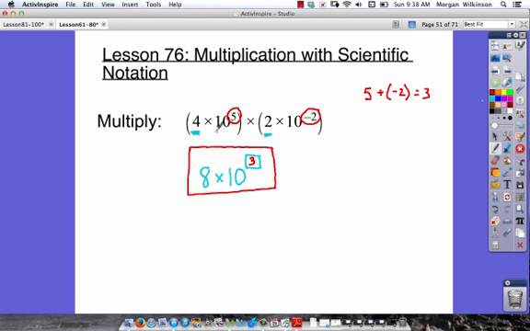In order to do this, we multiply the coefficients first, and then we add the powers to figure out how many powers of 10 we have, and then put everything together in proper scientific notation. Let's practice another one.